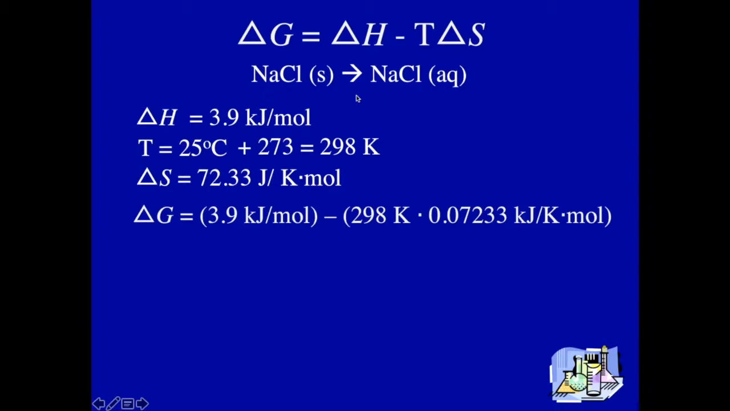So when this reaction proceeds, it's absorbing 3.9 kilojoules, but I'm subtracting, and again, I just plugged in my T value, I plugged in my delta S value. Be aware, what did I do? I changed joules to kilojoules because I needed to have consistency with units. I could either make this 3,900 joules or I make this 0.07233 kilojoules. Either way, I must have consistent units.